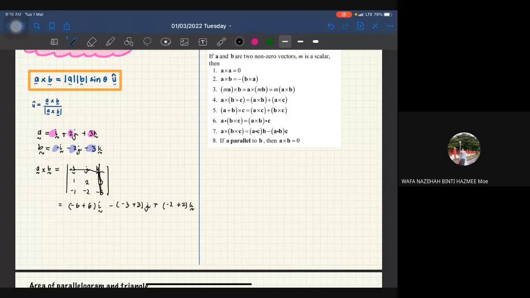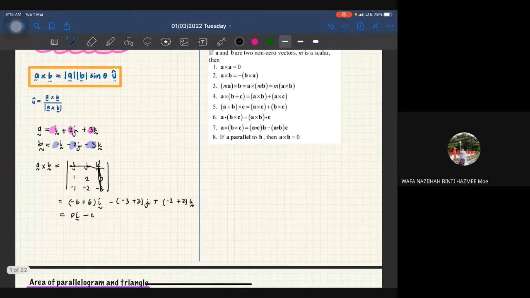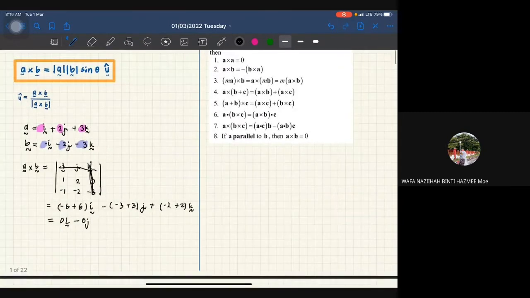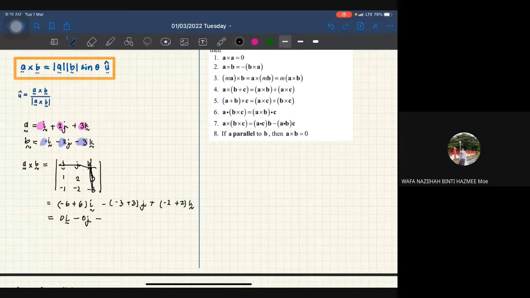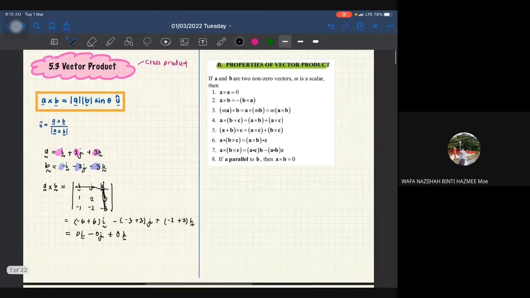Okay, so what you will get here actually is 0, 0, 0. So 0i minus 0j, sorry guys, plus 0k, which is equal to null vector. It is a zero vector, it is empty entirely. Okay, so this is how we find the vector product.